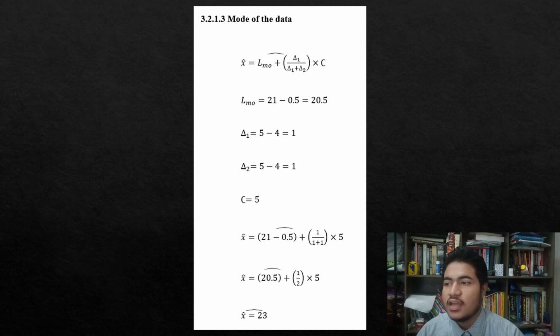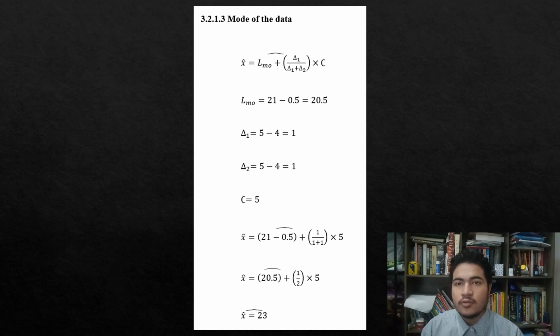So this is the mode of the data, and we use the formula of the mode, that is S equal to LMO plus bracket delta 1 divided by delta 1 plus delta 2, and we multiply with C. LMO is the lower boundary of the mode class, delta 1 and delta 2 show the differences of the frequency, and C is the size of the class. So we need to determine LMO, delta 1, delta 2 and also C first, and we got LMO equal to 20.5, delta 1 equal to 1, delta 2 equal to 1, and C equal to 5.